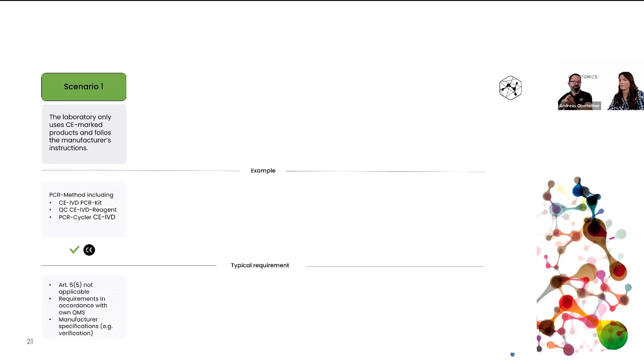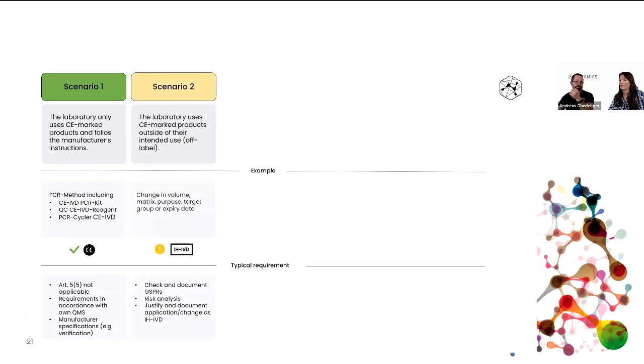This is the case where we have CE-marked devices and we apply them fully according to the instructions for use from the manufacturers, right? You gave nice examples here, and we talked also about the activities which you need to do or not need to do here.